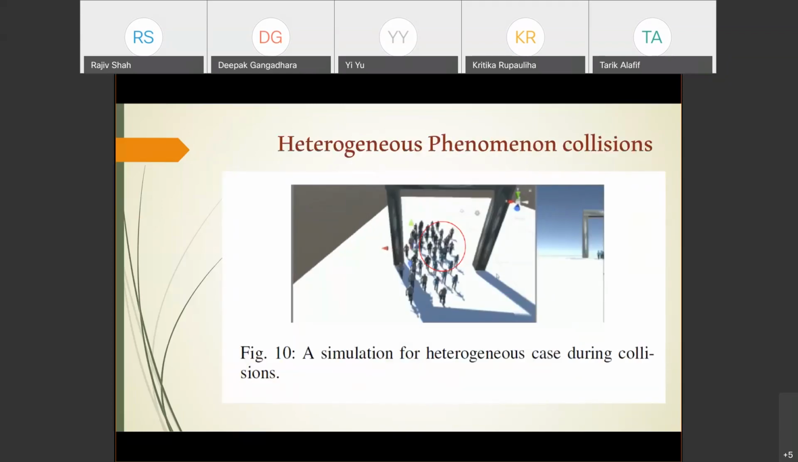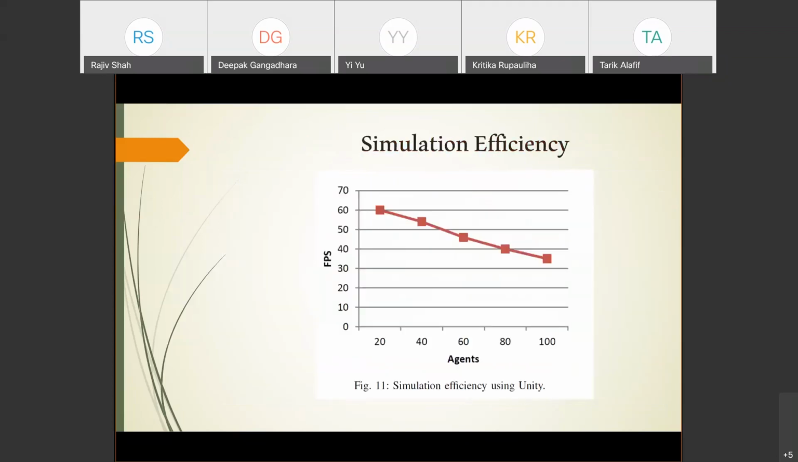Another case is the heterogeneous one, where collisions can occur between or within the crowd. You can see we have spotted it in the red circle. For the efficiency, basically the speed gets slower when more agents are added. I think that if we have to build a simulation for a large scale crowd, we need dedicated resources, such as a very dedicated GPU.